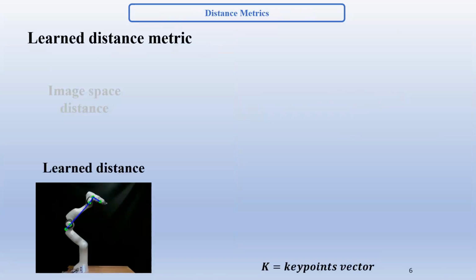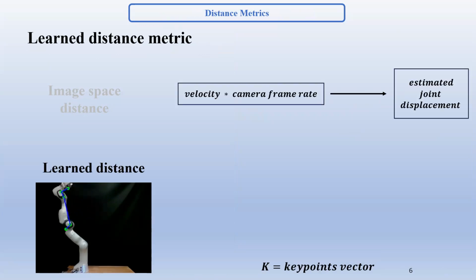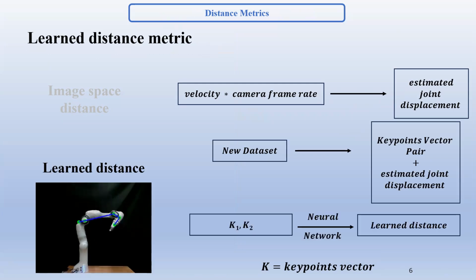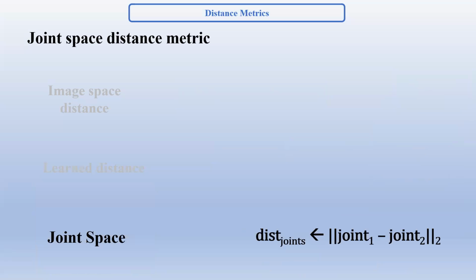We estimate joint displacement by multiplying velocity with the frame rate. We create a dataset including key point vectors for two frames and the estimated displacement. A neural network is trained to predict joint displacement from key point vector pairs. For benchmarking, we create a roadmap using actual joint displacement between consecutive key point vector pairs.